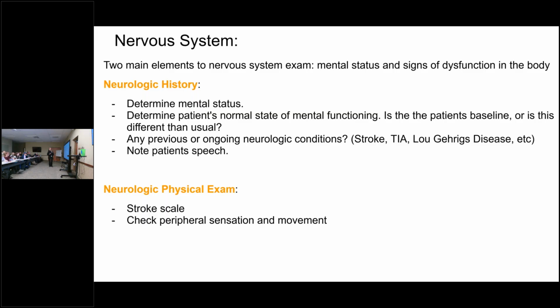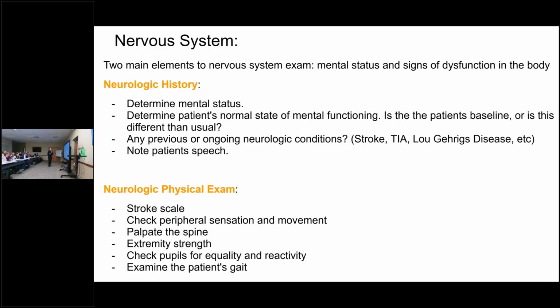We want to check their peripheral sensation and movement. How would we do that? Yeah, can you feel this? Can you wiggle your fingers? Can you wiggle your toes? Are you able to walk normally? If there's neuro problems going on, we also want to palpate the spine because spinal injuries can cause these neuro changes, right? We want to check the extremity strength as well. One that I'll do is, can you grab both my fingers and squeeze as hard as you can? That'll show you if that grip strength is normal or if there's a unilateral deficit on one side. And then we want to check their pupils for equality and reactivity, and then look at their gait as well.